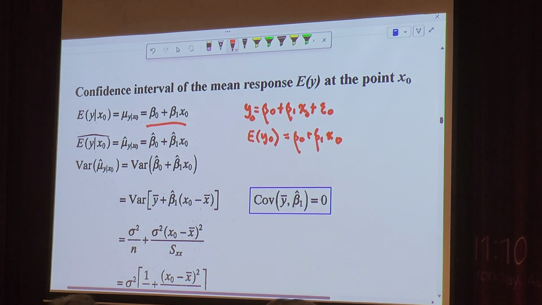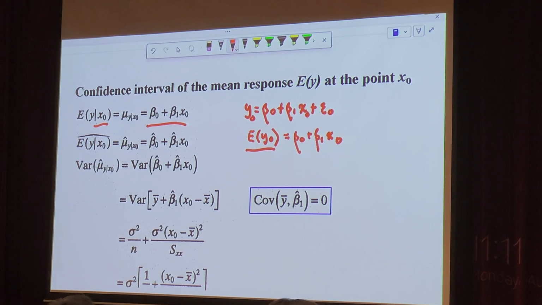So here I'm just trying to emphasize that I take the expectation of y given x naught. Okay, it's the same whether I put x naught there or not, I'm doing the same thing. I'm trying to find the overall mean of the response given x naught. As you can see, the expectation is just a function of beta naught, beta 1, and x naught. They are all constant. And I'm going to estimate it.